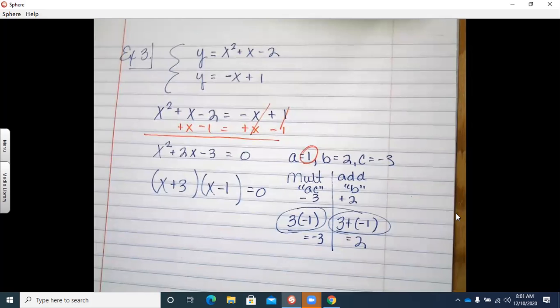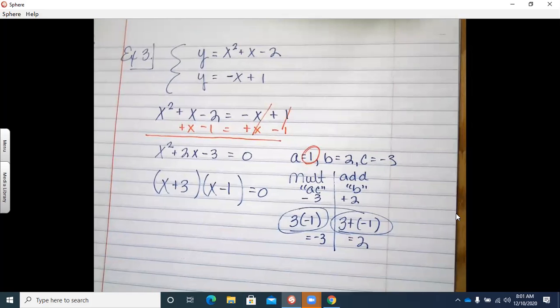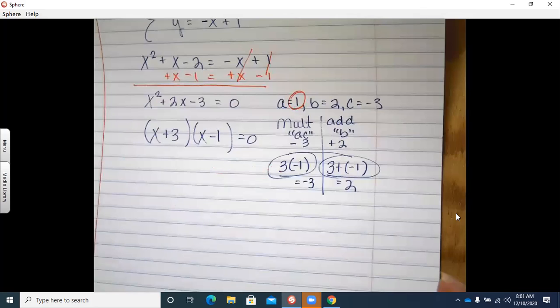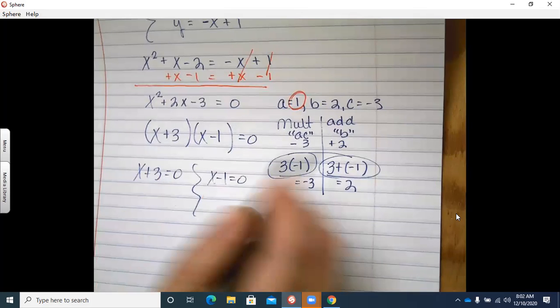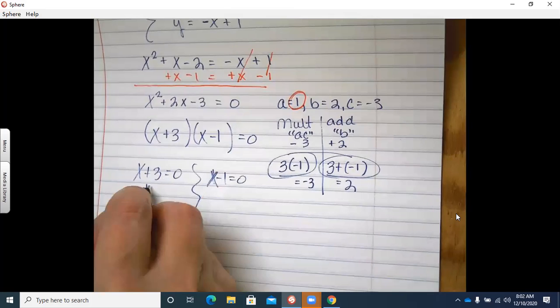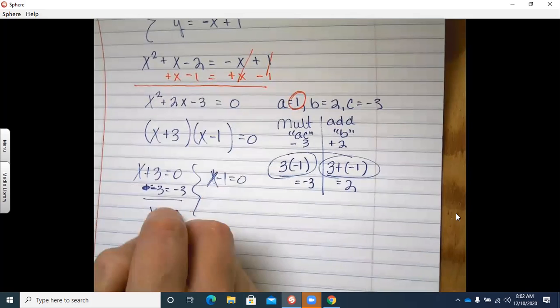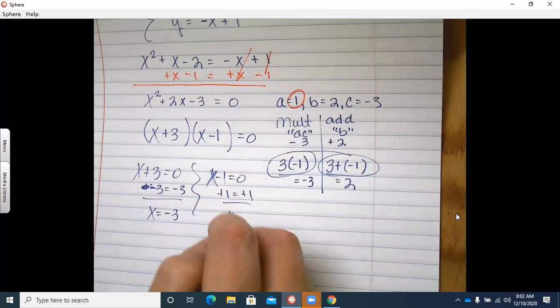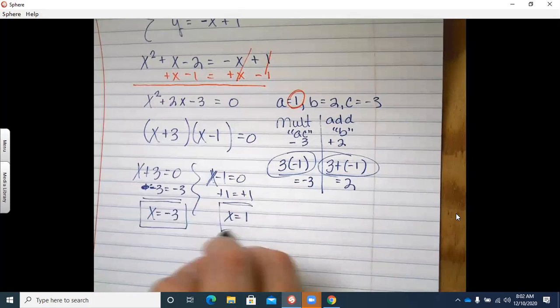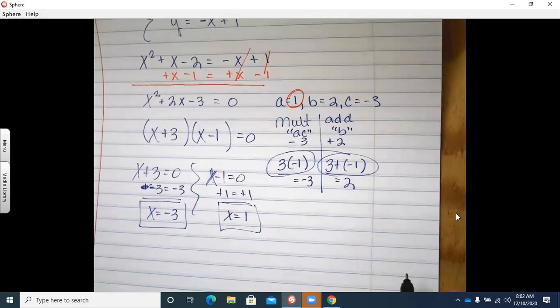All right, since I'm not dividing and sliding, finish factoring. I set each factor equal to 0. Solve each equation. Whoops, it's supposed to be -3. So one of my solutions is -3. The other one is +1. So this parabola and this line will intersect when x is -3 and when x is +1.